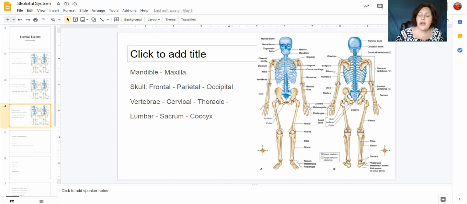And then your vertebrae, and we're going to talk about this back in the chapter, is made up of the cervical, thoracic, the lumbar, the sacrum, and the coccyx, all of which we're going to talk about in the chapter because we have a lot more to say about that. But your coccyx is your tailbone.